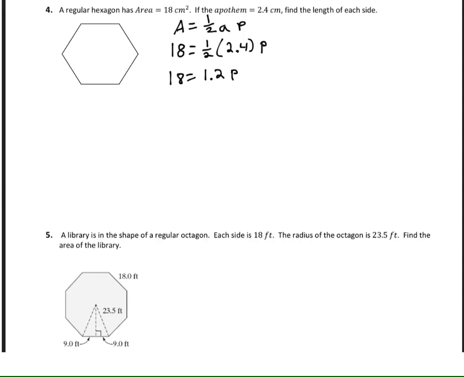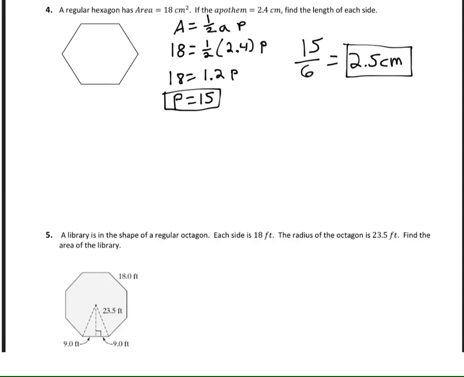Since I'm multiplying here, now I'm going to divide by 1.2. So 18 divided by 1.2, the perimeter is going to equal 15. But it wants me to find the length of one side. Inside of a hexagon there are 6 sides, so I take that perimeter, 15, and divide it by the number of sides. 15 divided by 6 is going to equal 2.5 centimeters. So one side of my hexagon is going to equal 2.5 centimeters.